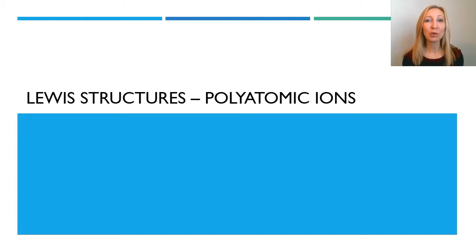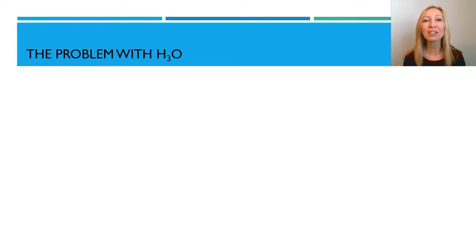Before watching this video, you should have a good understanding of how to draw Lewis structures with single and multiple bonds. In this video, we will be drawing Lewis structures of polyatomic ions. Remember, polyatomic ions are covalently bonded molecules that have a charge. Let's first look at the problem with H3O.